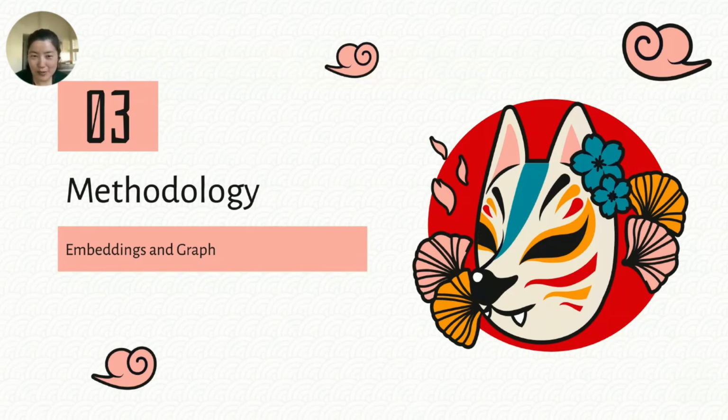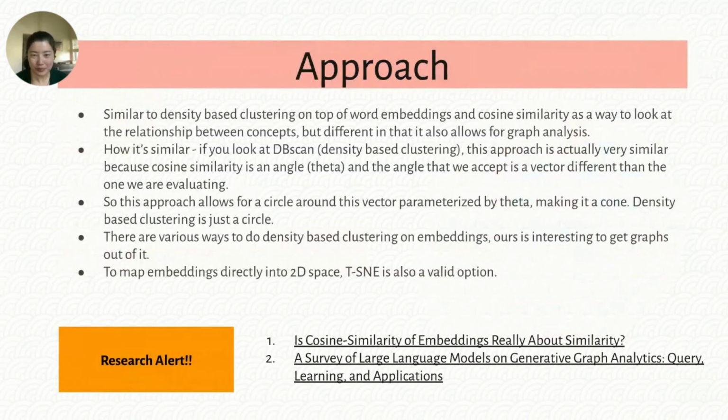It's actually quite a simple approach. At a high level, and I have a nicer chart after this, it's really similar to density-based clustering, on top of these word embeddings and combined with cosine similarity, which I think is a pretty standard way to look at it. But the reason for doing this approach in particular, like there are alternative ways and I'll talk about that, was because one of the main things I wanted to do was to apply graph analytics to it and try to get different insights from it.